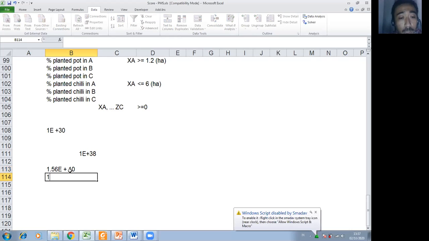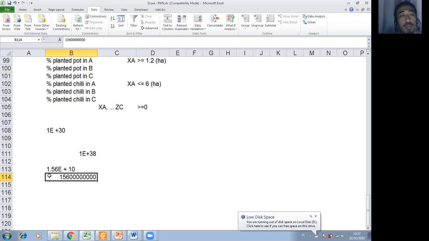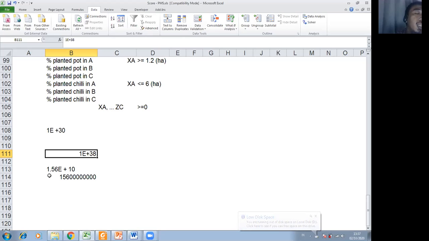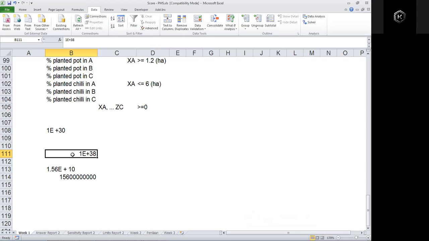So it means 15,600,000,000, until we get 10 digits: 1 digit, 2, 3, 4, 5, 6, 7, 8. So if in a constraint you get this number, then it means there is no constraint. So you can increase it up to no limit. Excel gives you this number, almost no limit. Okay, thank you, sir. You are welcome.